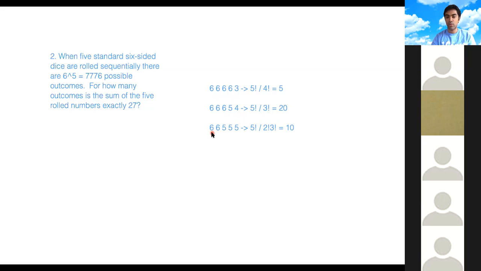And then for the last one, 2 6s and 3 5s, we want to just choose the locations for the 6s. So 5 choices for the first 6, 4 choices for the second 6, but it doesn't matter which order we pick them. So 5 times 4 divided by 2 is 10 here. So it's the same counting. We could do it in a different way. So both of these ways will give us a total of 35.